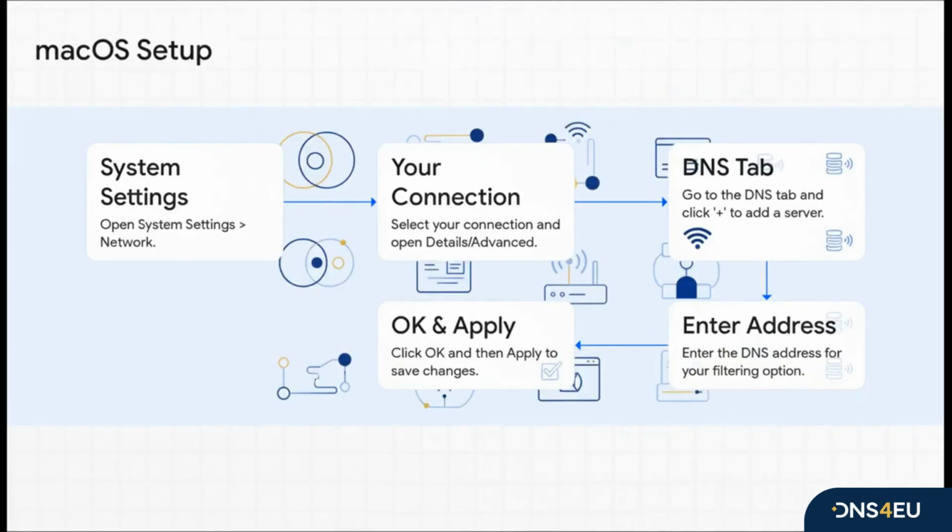Okay, Mac users, your turn. Open up System Settings and click on Network. Pick your active connection and head into the Details or Advanced menu. Find the DNS tab, and you should see a little plus button. Click that, add the new server address, click OK, and, now this is the important part, make sure you hit Apply to actually save your changes.